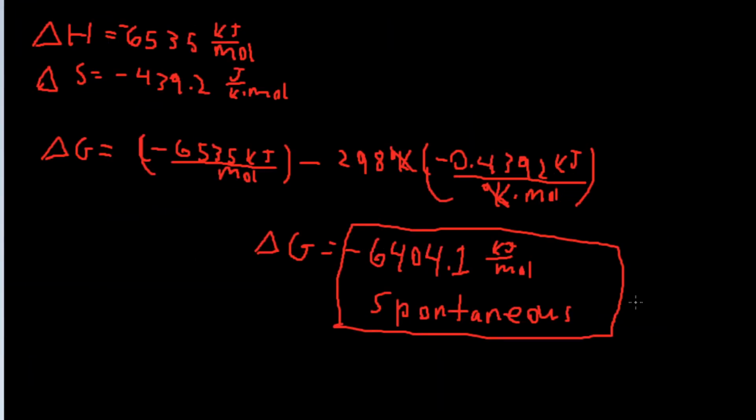So now you have hopefully done the problems, and when I did the problems, I got the enthalpy of the reaction as negative 6,535 kilojoules over moles, and then for the change in entropy, I got negative 439.2 joules over Kelvin times moles. Of course, let me know if you got different values, just say in the comments below.